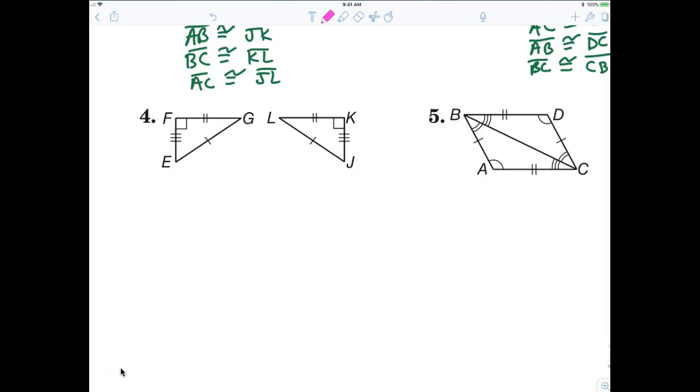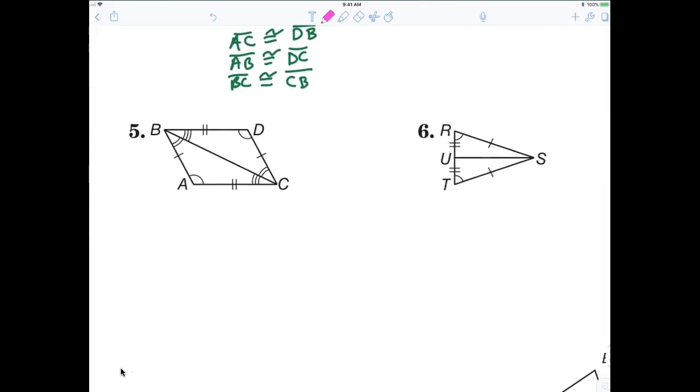Right. If it was like this, guys, we would be in good shape. Right? Because then the opposite angles would have to be congruent. They'd have to be 45 degrees. But they don't have it marked properly. All right, so on number four, I'm just going to write not possible. They actually are congruent, but we haven't gotten to that section yet. So right now, we don't know that they're congruent.